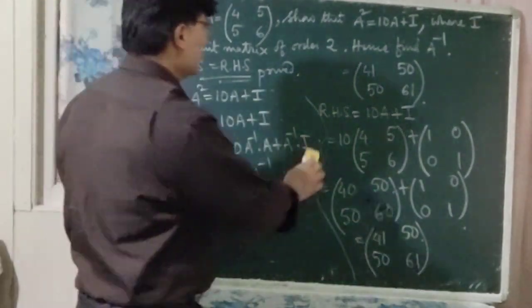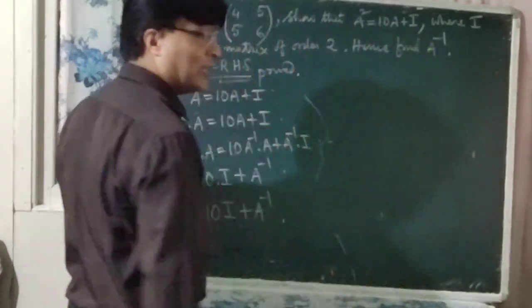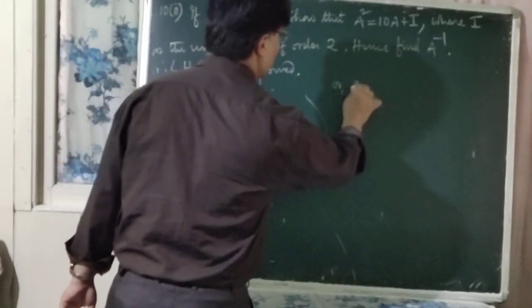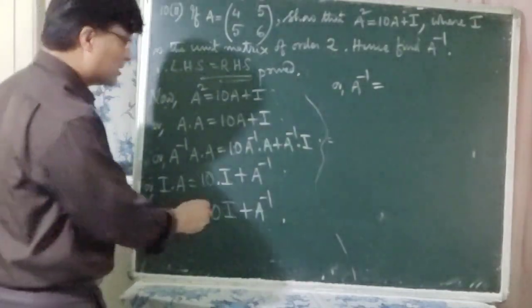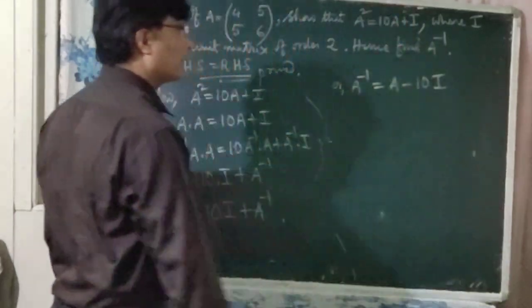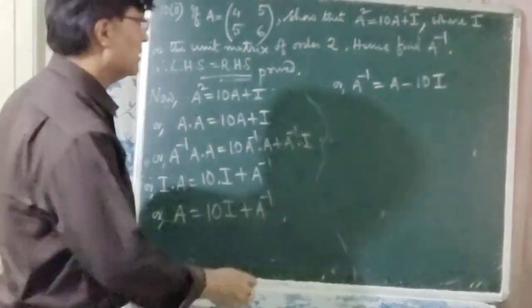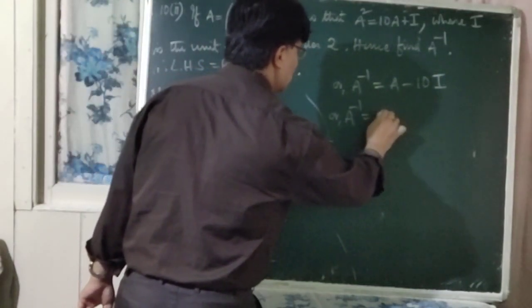Now you can easily get the value for A inverse, right? So that we can get the matrix A inverse, okay? What is the matrix A inverse equal to? This is A minus 10I, right? So A inverse is equal to A minus 10I. So or A inverse is equal to, what is A?